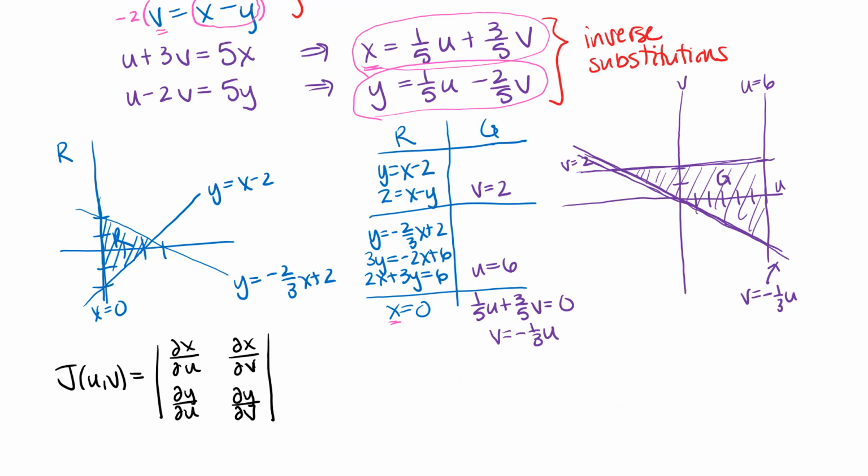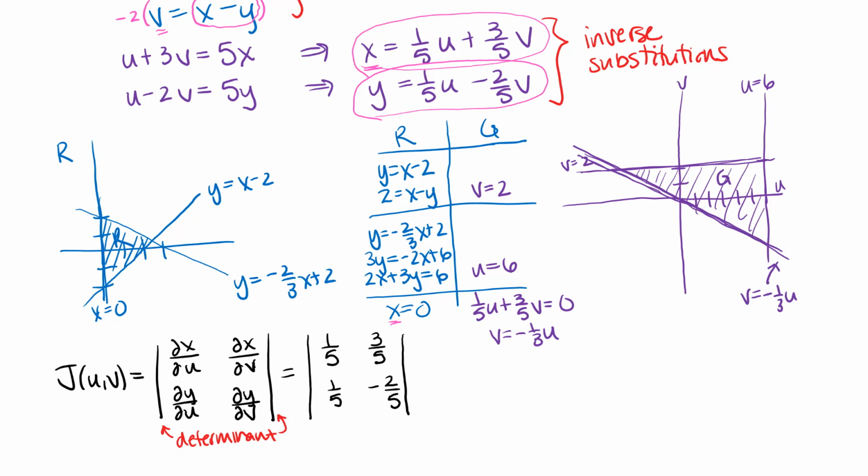All right, so what I've written down here is the definition of the Jacobian, and I'm going to go ahead and calculate those partial derivatives for our specific function. So I'm going to be using the inverse substitutions, where I have x given in terms of u and v and y given in terms of u and v. So my partial derivative of x with respect to u is 1/5 and x with respect to v is 3/5. Partial derivative of y with respect to u is 1/5 and partial derivative of y with respect to v is negative 2/5. And then these bars here mean determinant of a matrix.